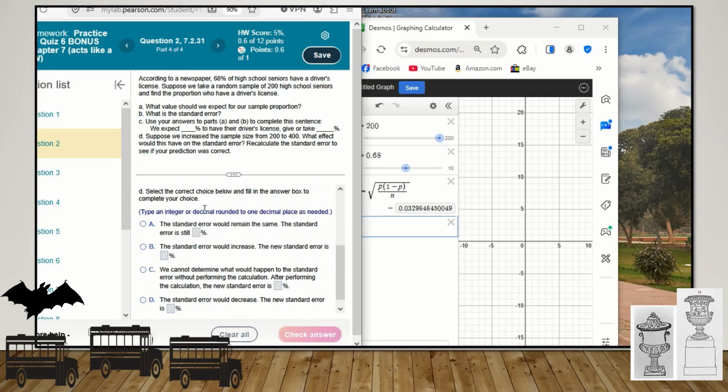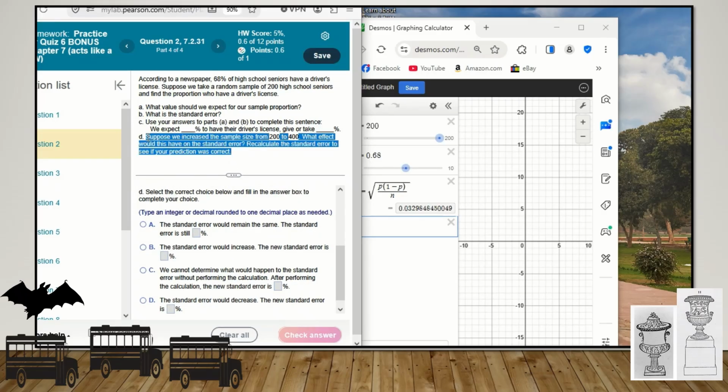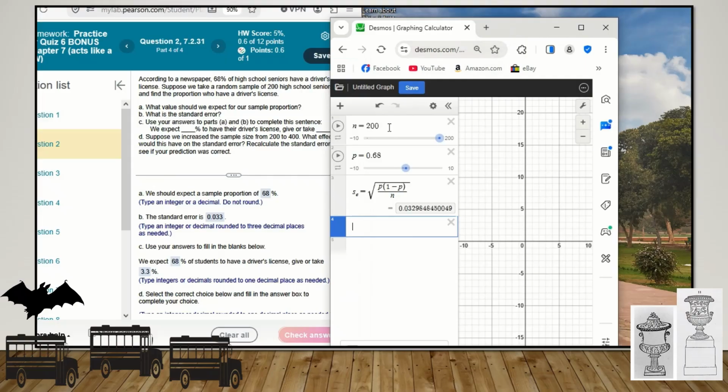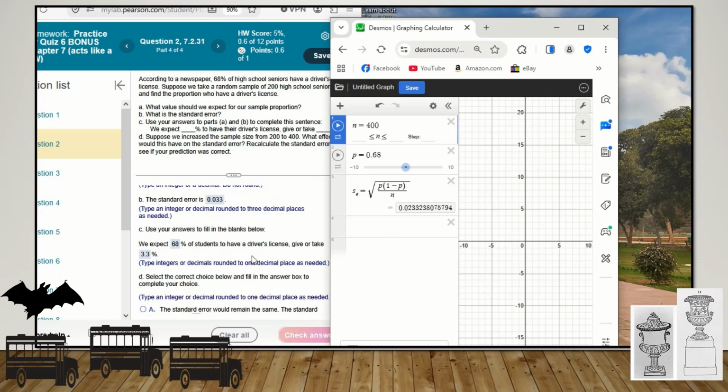But anyway, on a lot of these, you've got to read up here to understand what they're talking about down here. So suppose we increase the sample size from 200 to 400. What effect would this have on the standard error? So remember, what we have now is this value. Watch what happens when I increase it to 400. Notice that it went down to 2.3.